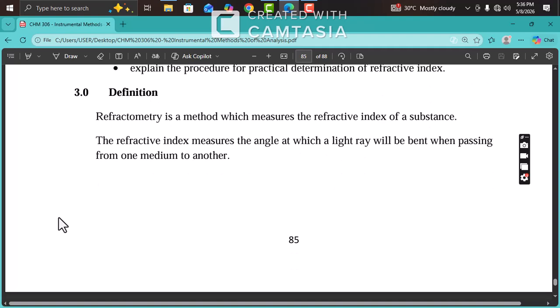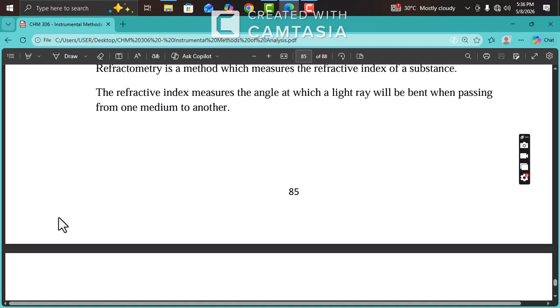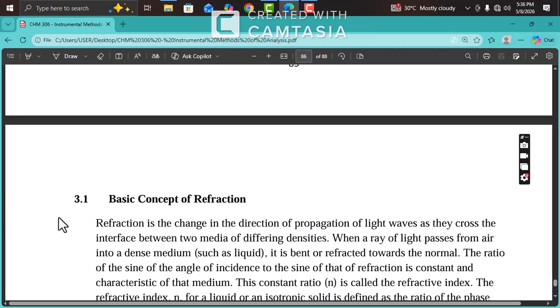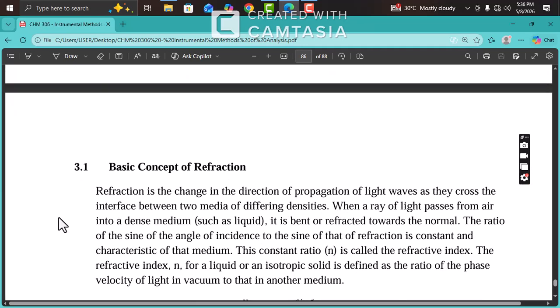Refractometry is a method which measures the refractive index of a substance. Now, the refractive index measures the angle at which a light ray will be bent when passing from one medium to another. I've already explained the concept behind it, but part of it is that the density of the medium changes and then it affects the light, so you can read it up.